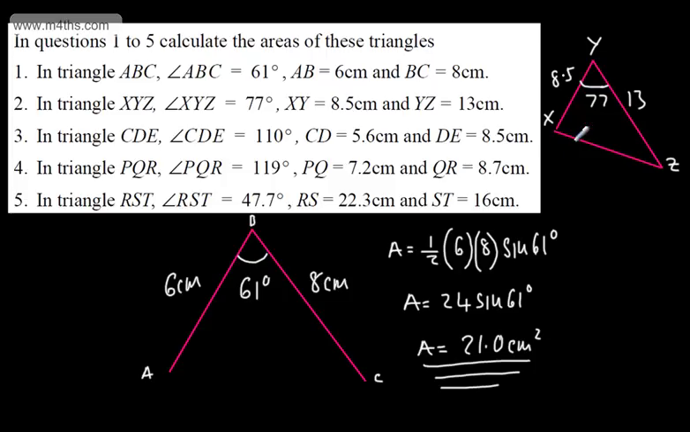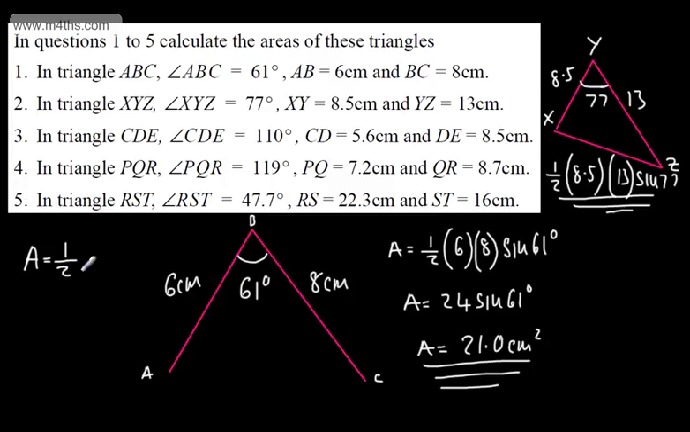So with this one, all we would do now to find the area is 1/2 multiplied by 8.5 multiplied by 13 multiplied by the sine of 77 degrees. And we can put that through a calculator and get our answer. Remember, this formula is given in exams. It will always be written that the area is equal to 1/2 ab sine C.